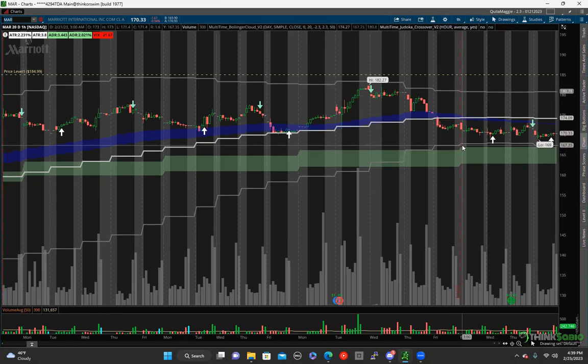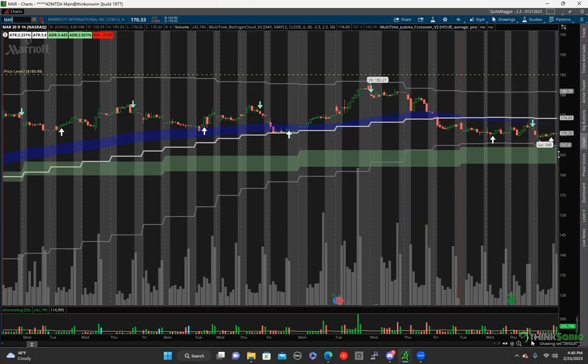It is technically possible, but right now it is going in a flat range. It's very hard for Marriott to move up to $185 in less than 1 week. It is possible, but the probability is very less. How do you know? Because you look at these bands right here. This is 2.3 standard deviation. That means for it to cross this range, the probability is less than 5%. It is less than 5% that the stock will close above 180.